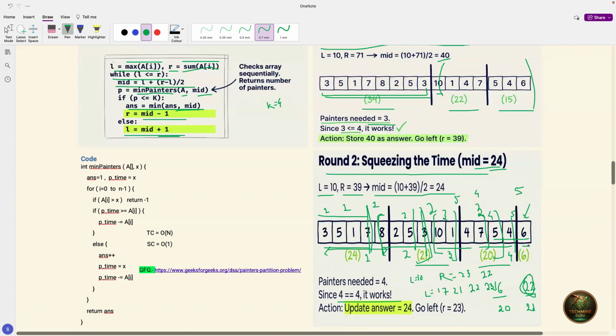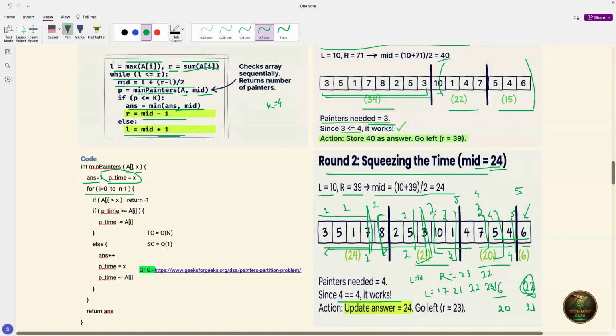So let's see how minPainters gives the minimum number of painters needed for a desired time. So suppose in minPainters, you take the array and you have been given the time. So we have initialized 2 variables, answer is equal to 1 and painter's time as x. So why answer is equal to 1? Because we know that at least one painter is needed to paint all the boards. So we ran a loop for i is equal to 0 to n minus 1.